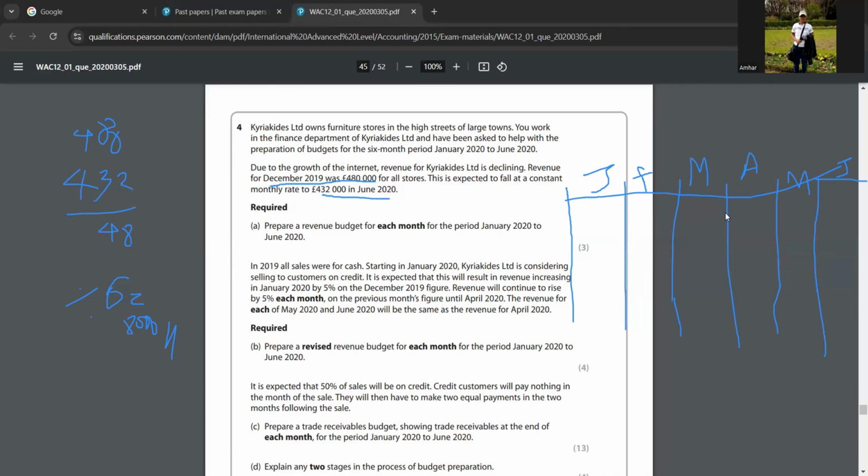How will you do for March then? That minus another 8,000, so 464 minus 8. Yes, so same thing for April, same thing for May, and then June, like that. You have to do this. Did you understand this? That's all for A part. Did you understand this now? Yeah, I understood that now.